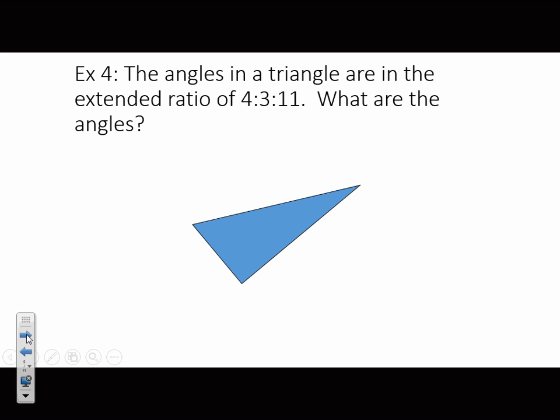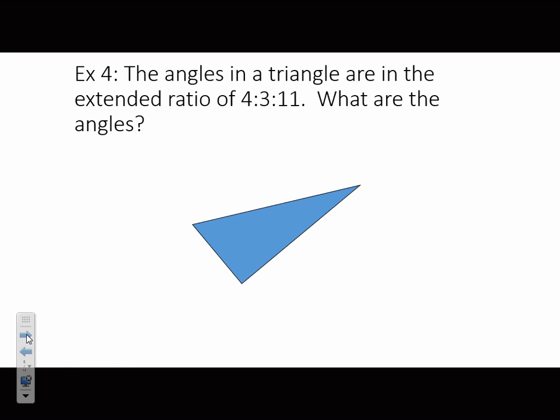Alright, I know you didn't ask for this, but this is like 7 through 10, I think, on the same worksheet. I'm just going to go through and make sure you know how to do it. The same idea of what we've been doing on the last 2 slides, and it will be on the quiz that I sent. The angles in the triangle are in the extended ratio 4 to 3 to 11.